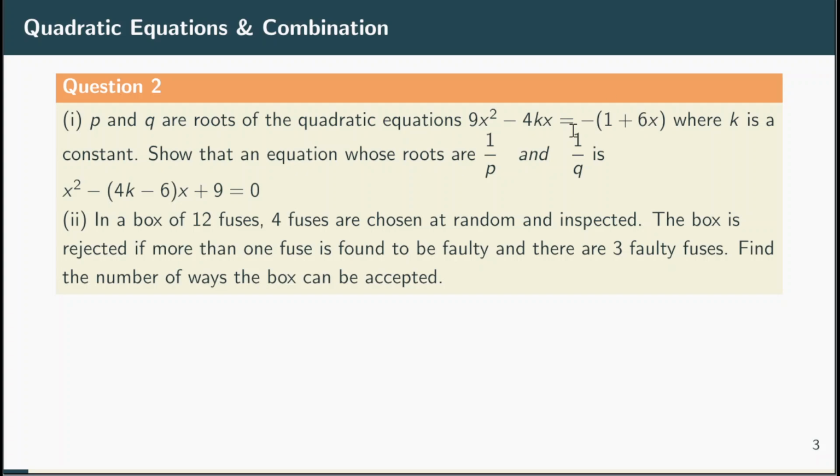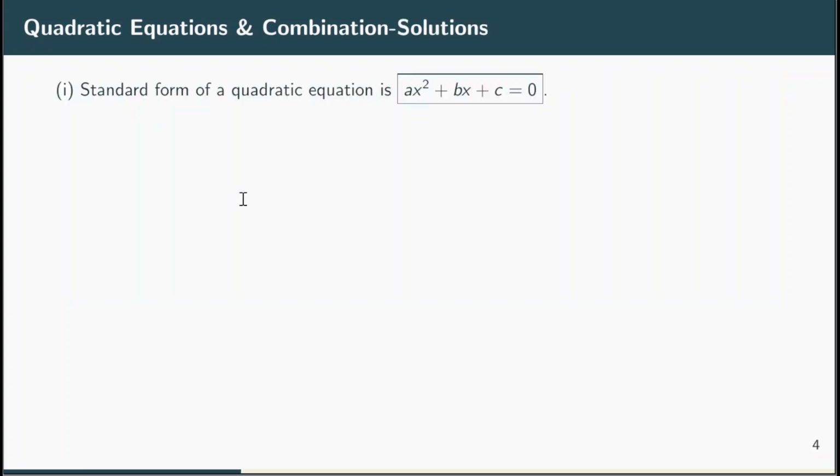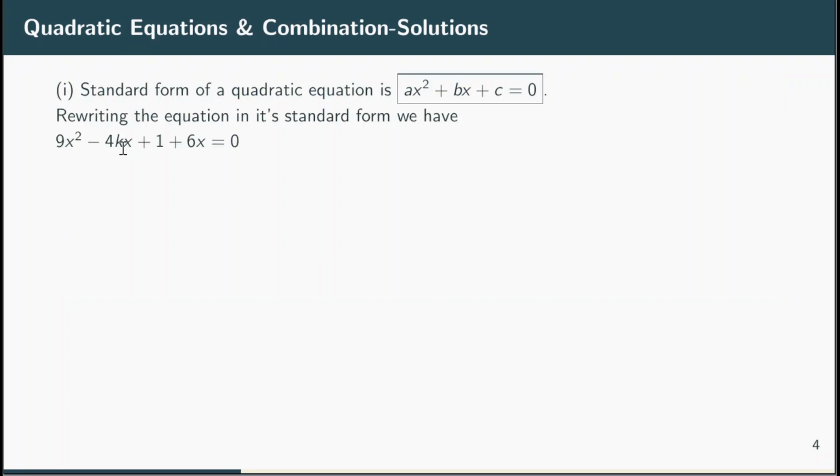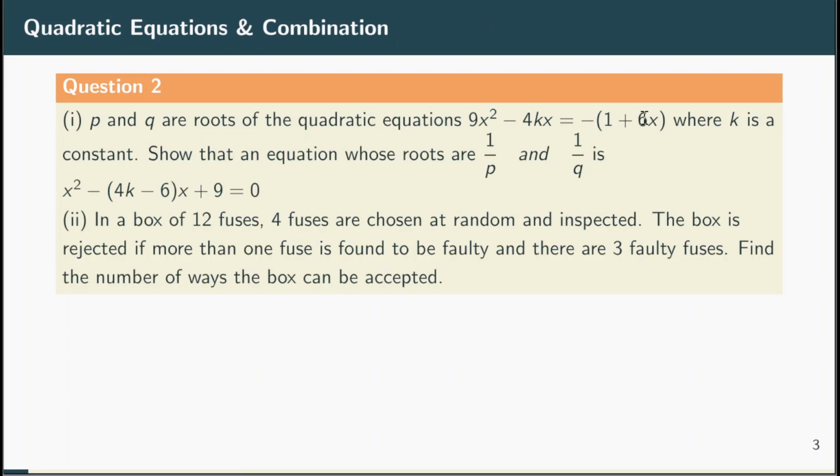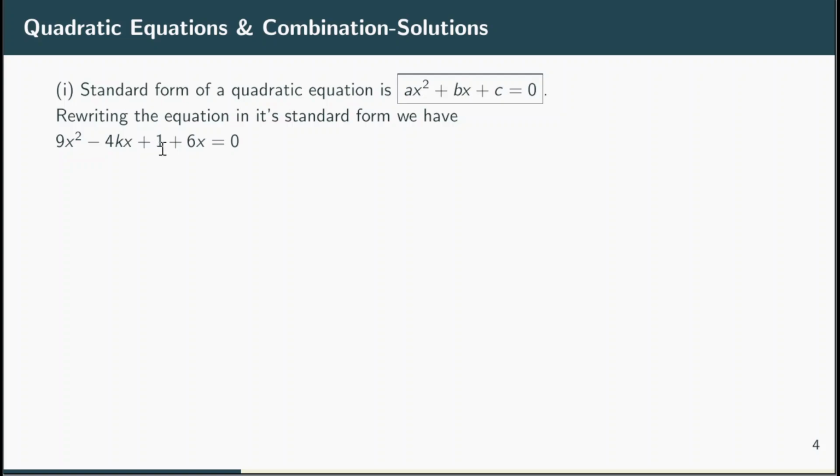First, I need to send all the terms to the left-hand side. And if I send all the terms to the left-hand side, then I will be having 9x squared minus 4kx. This term, which is negative when I send it to the left-hand side, becomes positive. That's why I have plus 1 plus 6x equals to 0.